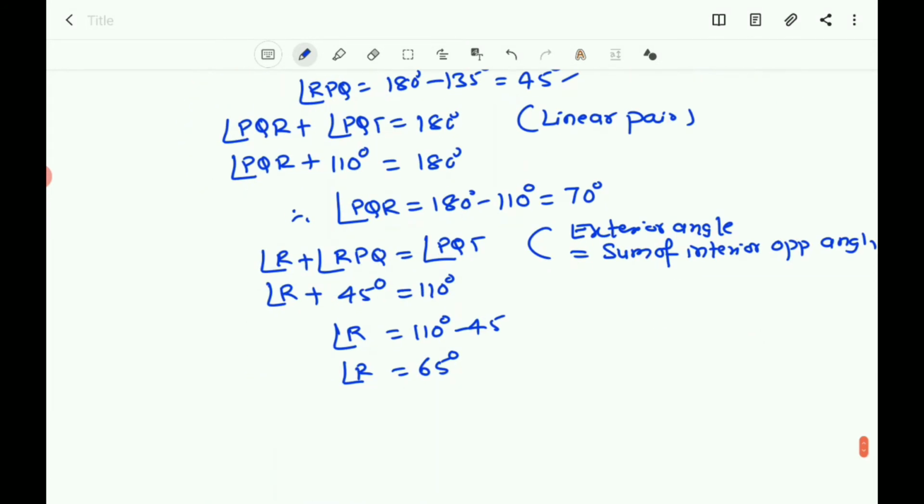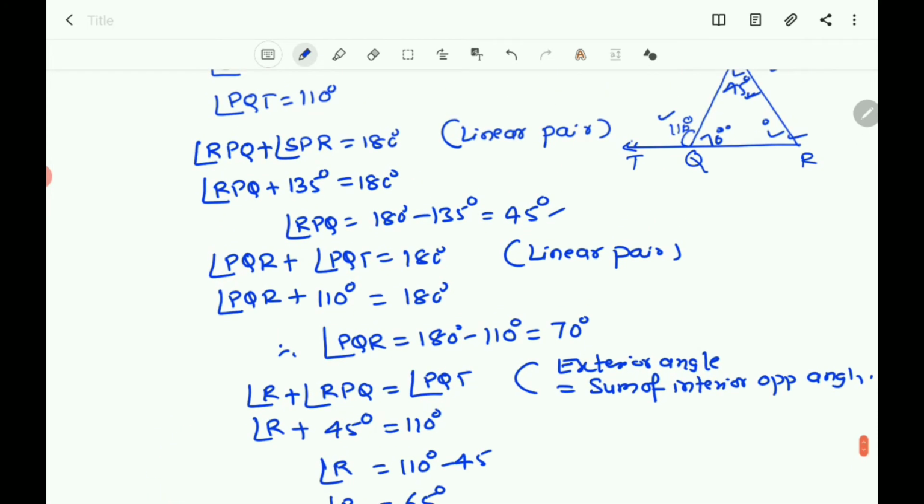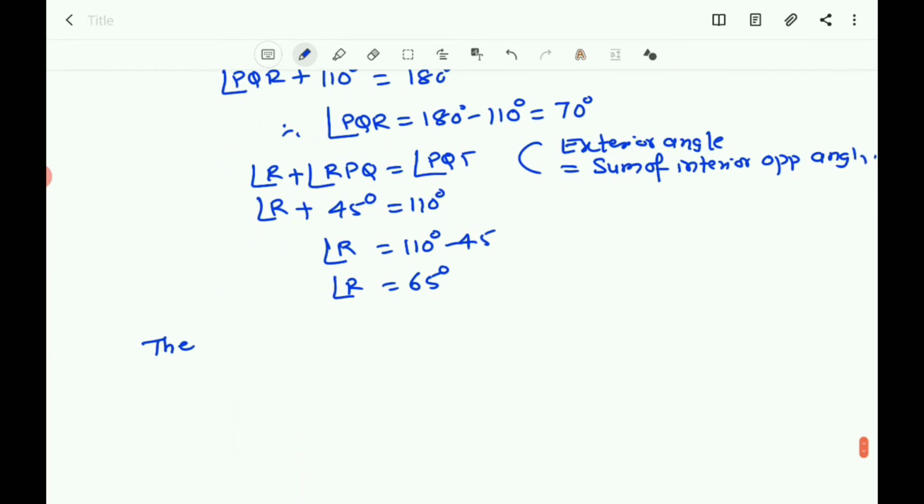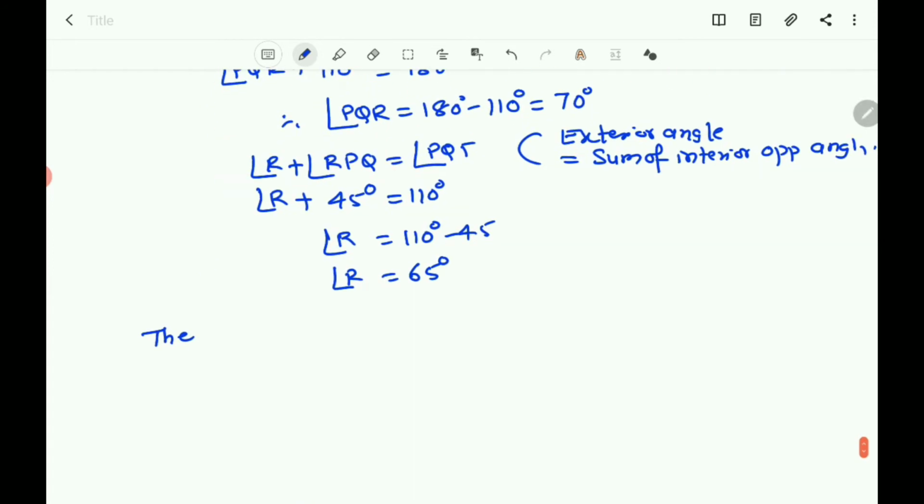Therefore, angle PRQ is equal to how much? 65 degree.